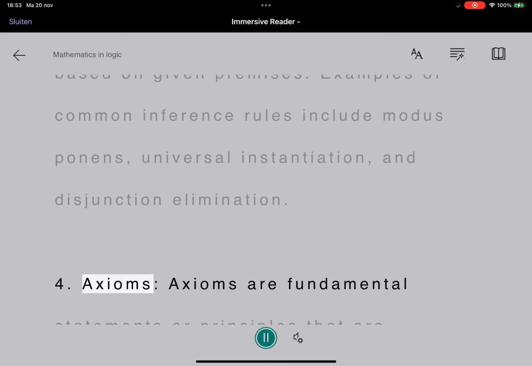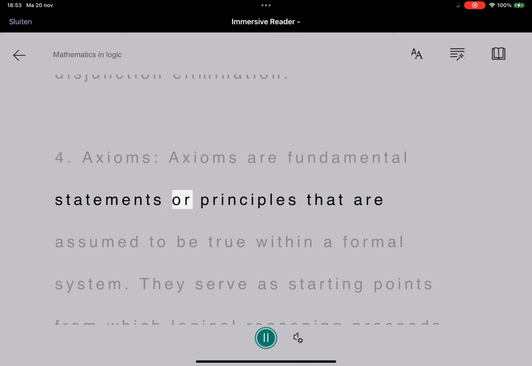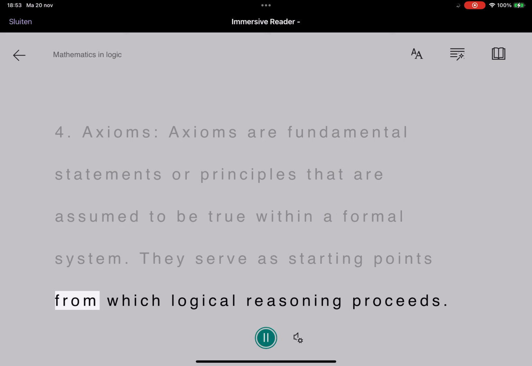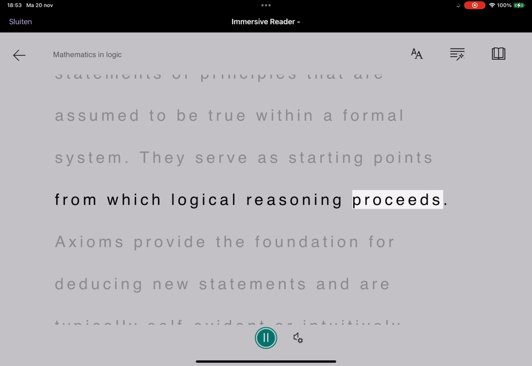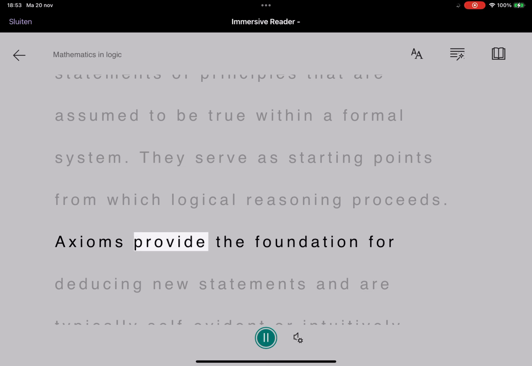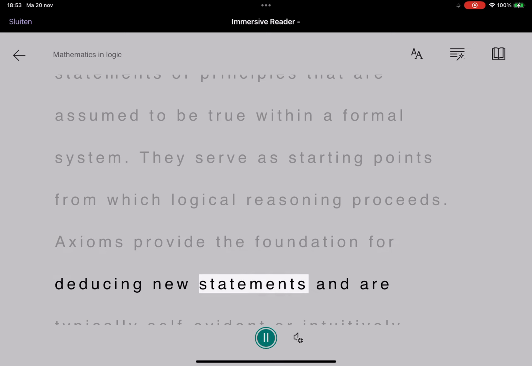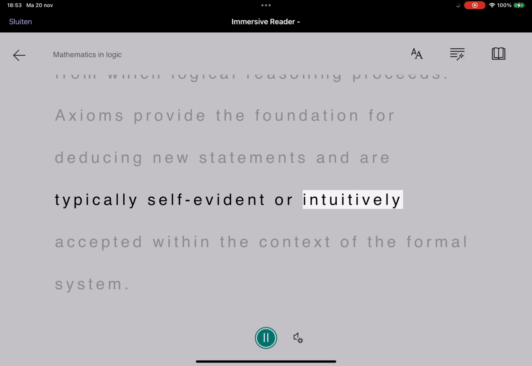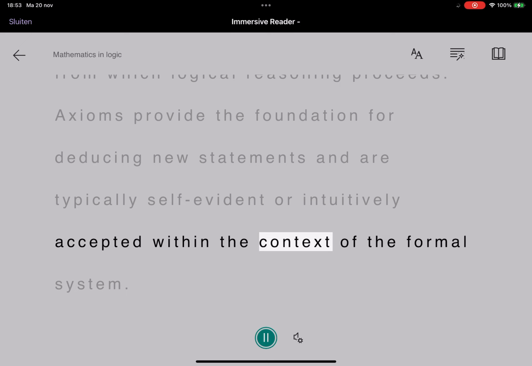4. Axioms. Axioms are fundamental statements or principles that are assumed to be true within a formal system. They serve as starting points from which logical reasoning proceeds. Axioms provide the foundation for deducing new statements and are typically self-evident or intuitively accepted within the context of the formal system.